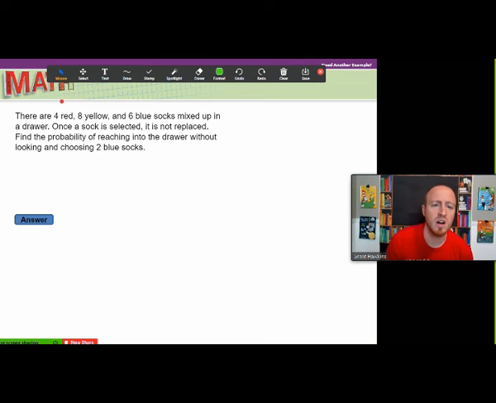There are 4 red, 8 yellow, 6 blue socks mixed up in a drawer.